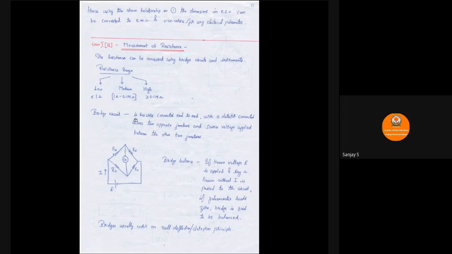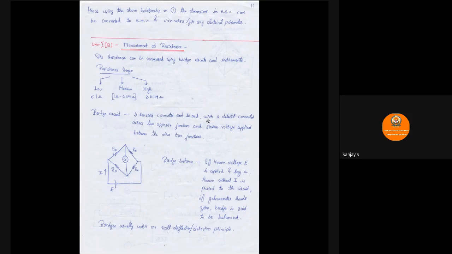Bridge circuit definition: 4 resistors connected end to end. So here you can see RA, RB, RC and RD are connected end to end. One end of RA is connected to the other end of RB. RB's second end is connected to RC. RC's other end is connected to RD, and the other end of RD is connected to RA. So end to end connectivity is there.